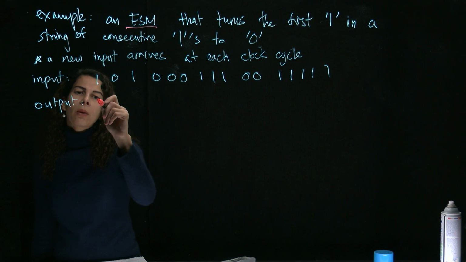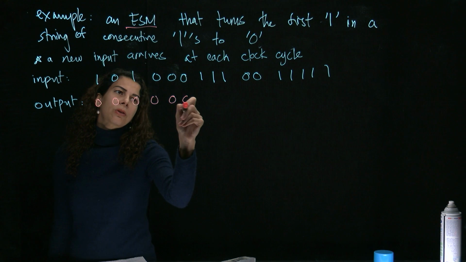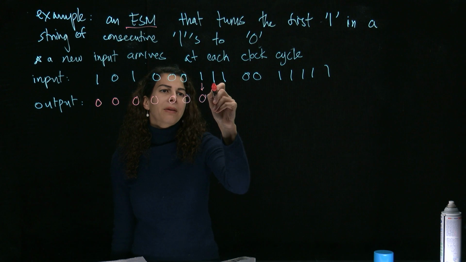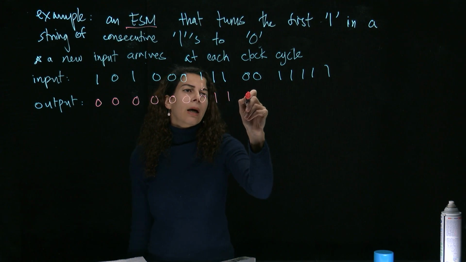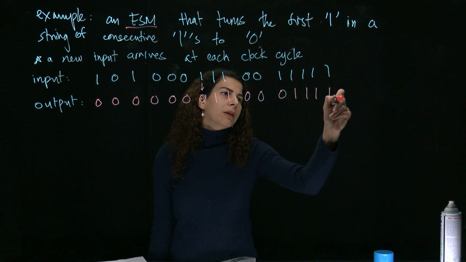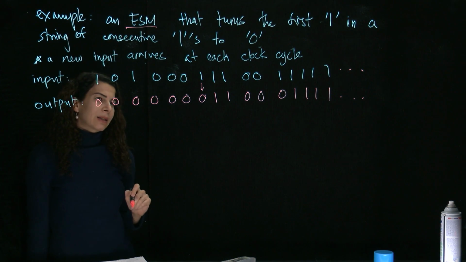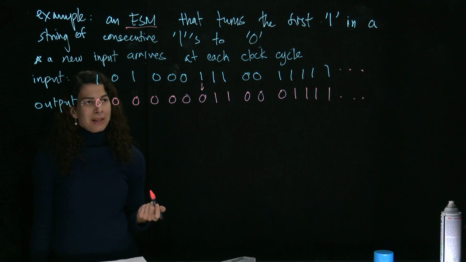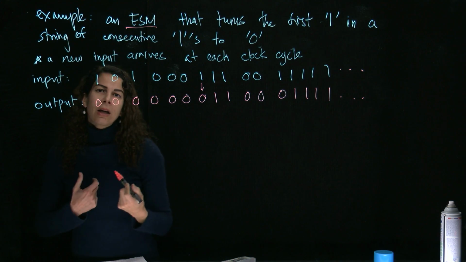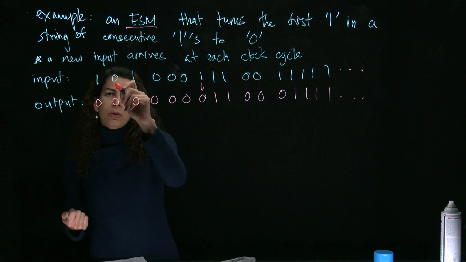So here we see a 1, it turns to 0, then 0, 0, 0, 0. And here we have 1, 1, 1, so the first 1 turns 0, but then the next ones are going to remain 1. Then 0, 0, and again the first 1 is going to go to 0, and so on and so forth. So the question is, how many states do we have for this? There are many ways to design this. You could design this so that I am in some state and I'm seeing a 0, so my output is 0.